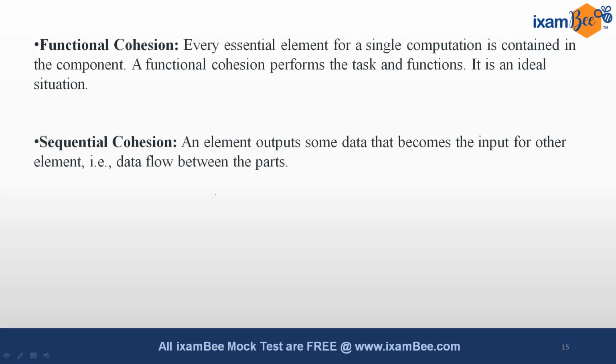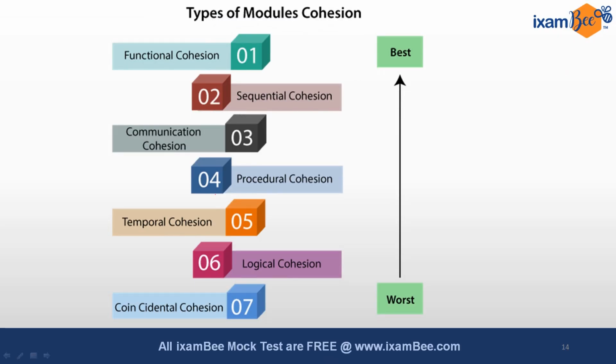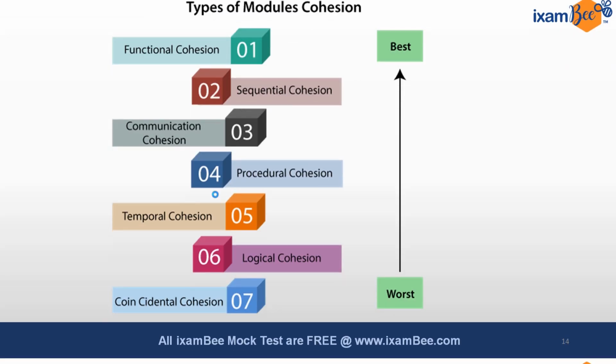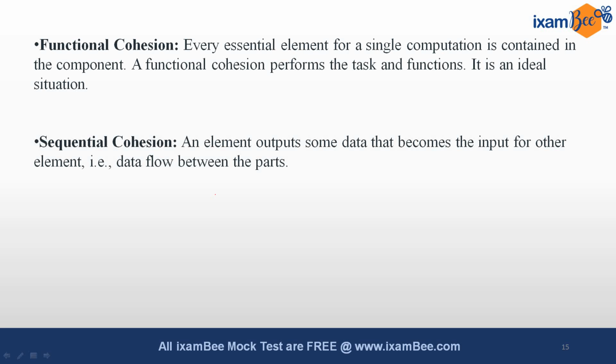First of all, functional cohesion. Functional cohesion is very essential. As you can see, functional cohesion is at the top of the hierarchy that we saw on the slide before. It means it will be the best for the computational component. A functional cohesion performs the task and functions, and it is an ideal situation. Here the very essential elements for a single computation are contained in the component. This is very important: the functional-level interdependency of the key elements.